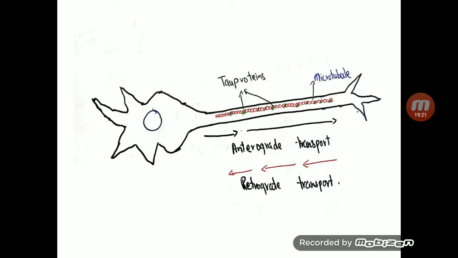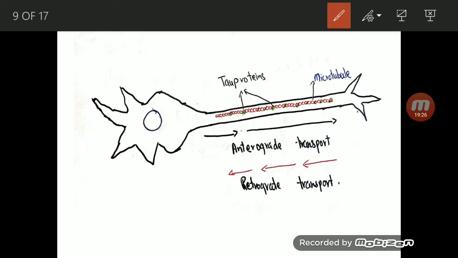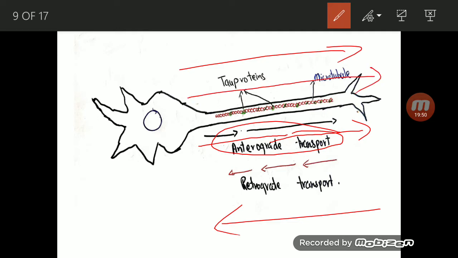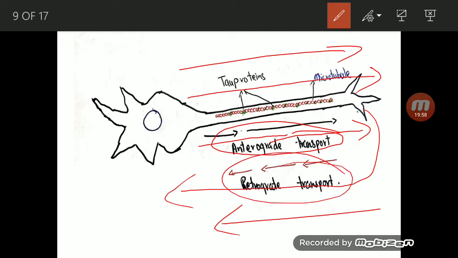So this is your neuron. This is your basic neuron, and neurons send impulses, right? They may send from the soma to the axon, or from the axon to the soma. Depending upon the direction, if the signal is going from the soma to the axon, it is known as anterograde transport. If the signal is going from the axon to the soma, it is known as retrograde transport.